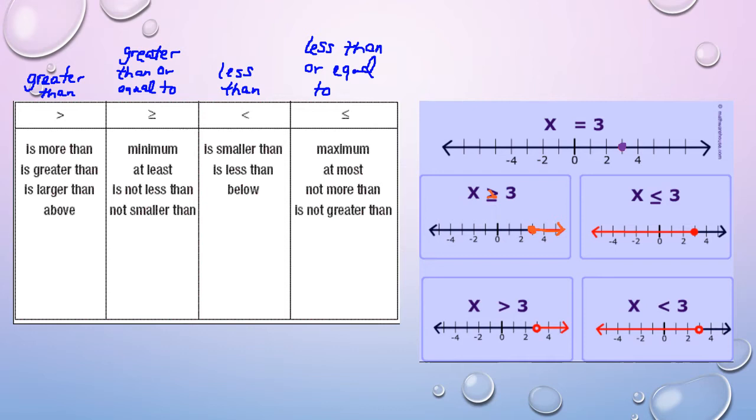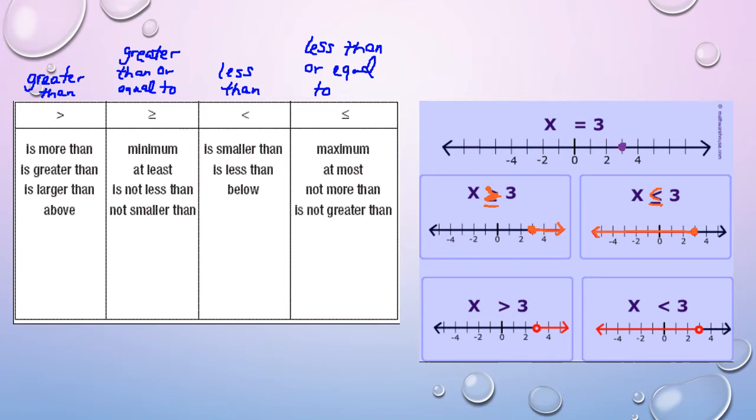These signs are actually pointing to the direction that you need to go. So this right here is pointing to the right, so we shade to the right. This one right here is pointing to the left, so you shade to the left. And this has the equal sign underneath of it, so it's going to be a closed circle and shading to the left.